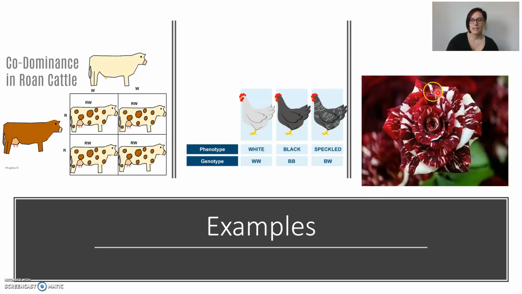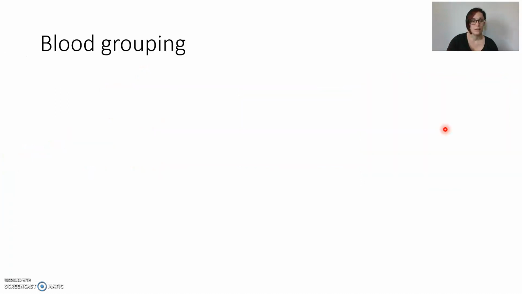And it's pretty common in nature as well. You might see leaves that are yellow and green as a mixture, and quite often flowers are this speckled situation as well.